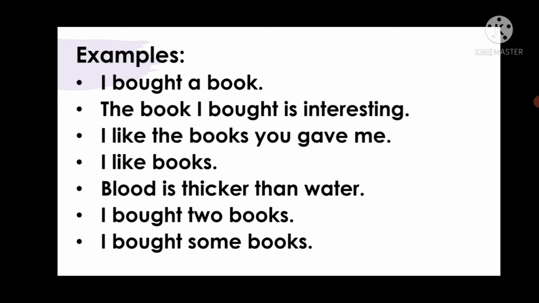Next is, I bought two books. You do not need an article here because a number is placed before the noun, so the number has been given there. In the next example also the same is happening. I bought some books. Because we are using "some" there, obviously there is no need of an article. Okay, I hope it's clear.